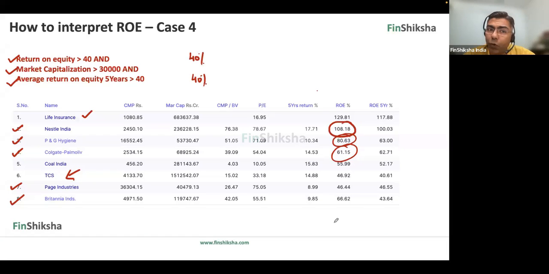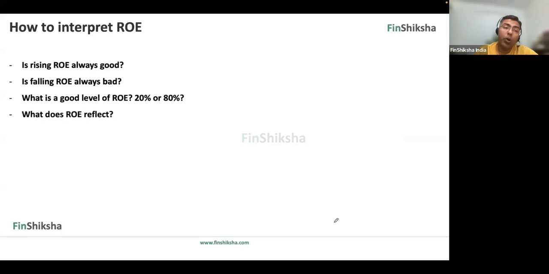Simple. So far so good. That's broadly our discussion on return on equity. So is rising ROE always good? Usually it would be, but you want to be careful if it is happening because of debt. In that case, not necessarily. If this is happening because of inflation, in that case, not necessarily. You want to be careful and look at it in that perspective.